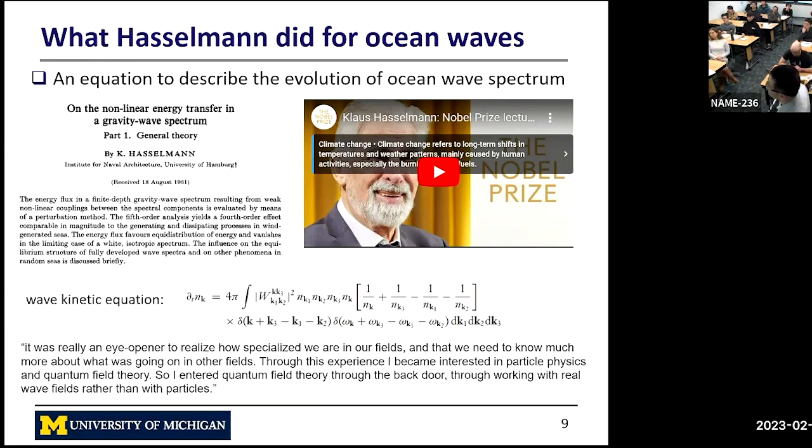Through this experience, I became interested in particle physics and quantum field theory. So I entered quantum field theory through the back door, through working with real waves rather than particles. I don't know much about quantum field theory, but I know that the methodology about the derivation of this equation is closely related to what people do in quantum field theory. And that is also what Hasselmann found out in his career.